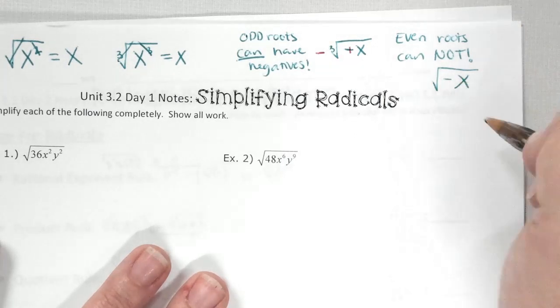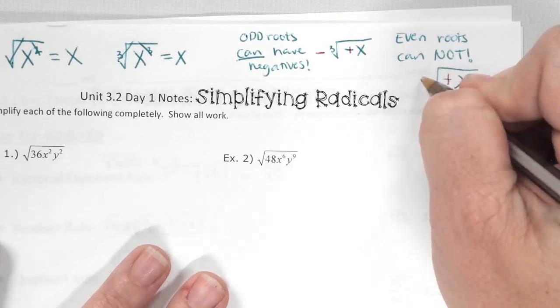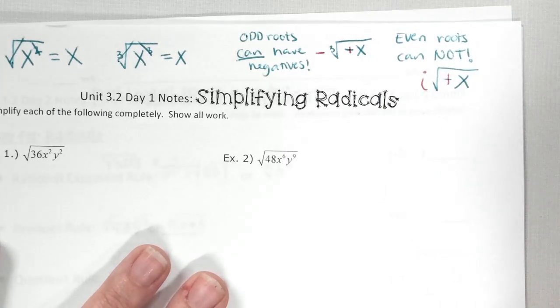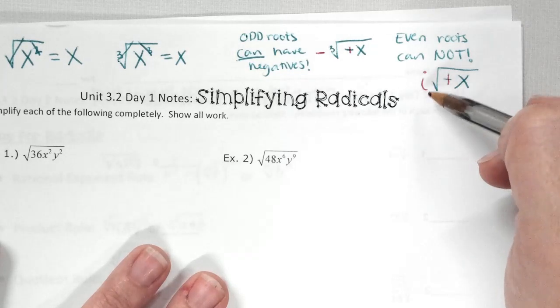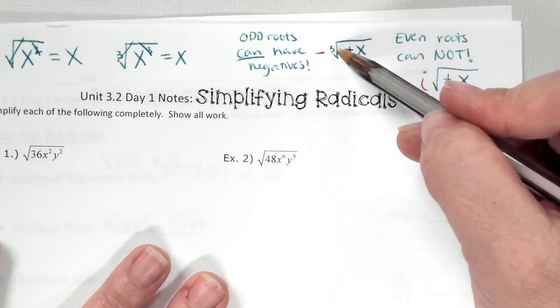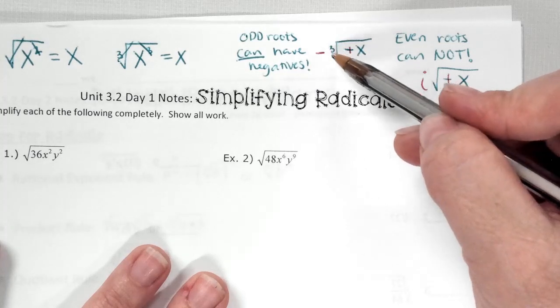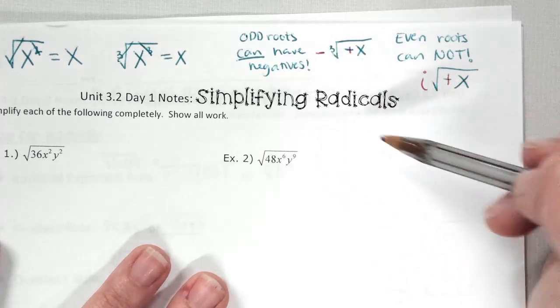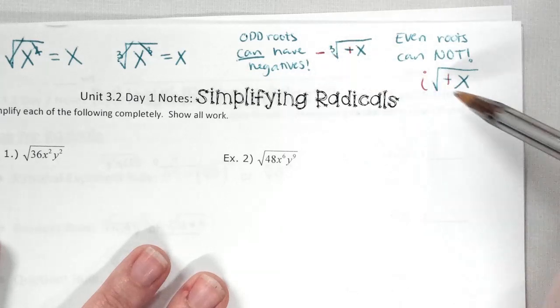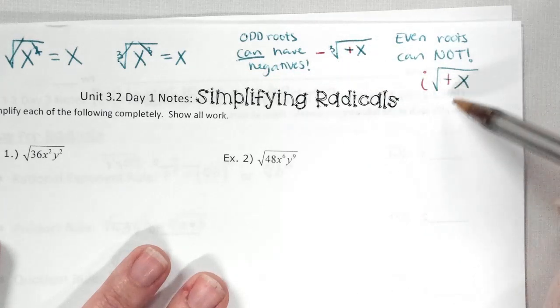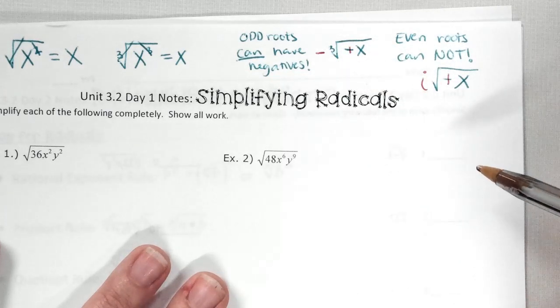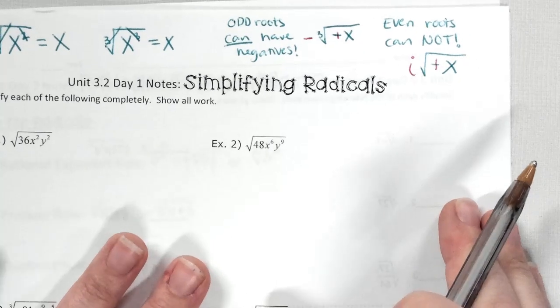So if it's negative on the inside, you make it positive still, but it's imaginary. Do y'all remember imaginary from Algebra 2? Okay, so it just becomes imaginary. So it's the same concept, except you put a negative if it's an odd number. So if it's 3, 5, 7, 11, whatever root, that's an odd number, then it's a negative. But if it's an even, 2, 4, 6, 8, it's i. Yes? Yeah, i for imaginary.